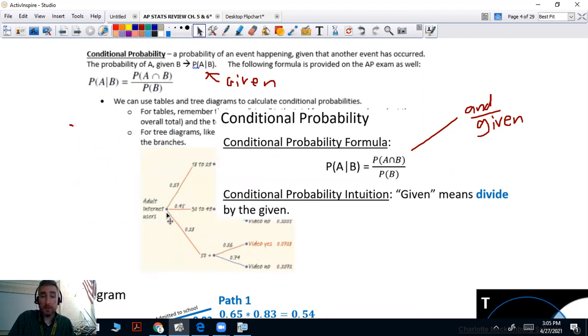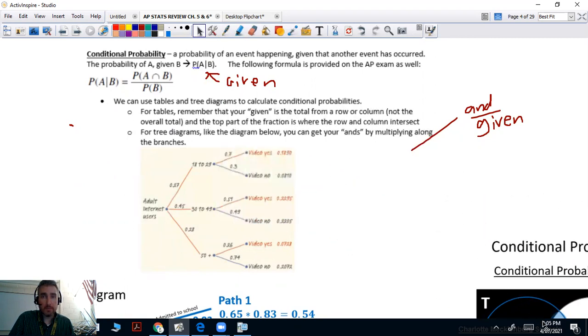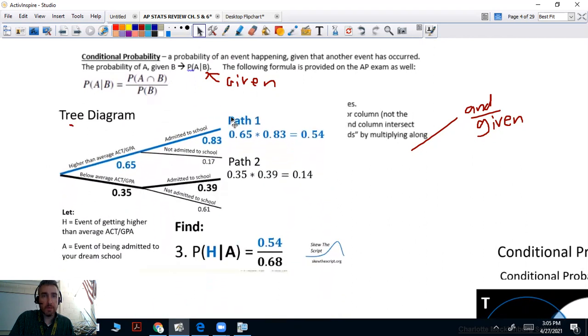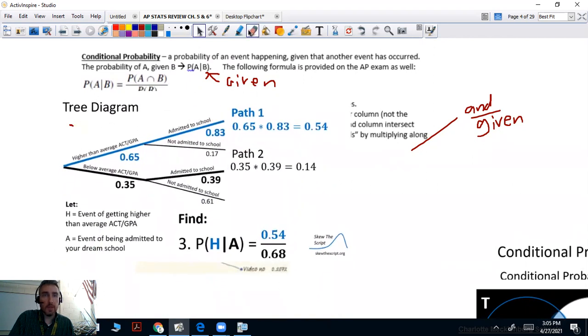You can do tree diagrams. This diagram is a little bit hard to see, so I have a different one here. With a tree diagram, if you follow the branches, these two here must always add to 1. In this case, we have two events: the event of getting higher than average ACT or GPA versus being admitted to your dream school. So these two would add to 1. If you're only given this number here, you'd have to subtract it from 1 to get the below average ACT or GPA. Together they form 1.